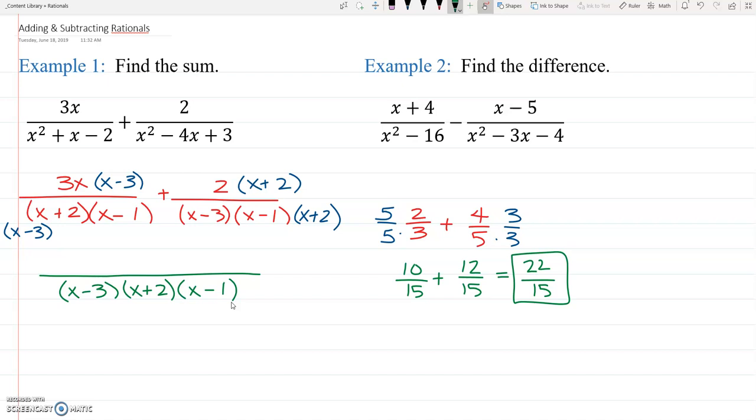Alright, I've got to do a little bit of work for the numerator though. I need to add all of this plus all of this. Adding polynomials is just combining like terms, but you cannot combine like terms until you distribute. When you distribute, then you can see what your like terms are, and then you can combine them. So it's going to look like this. 3x times x is 3x squared. 3x times negative 3 is negative 9x. Over here, 2 times x is positive 2x. 2 times 2 is positive 4.